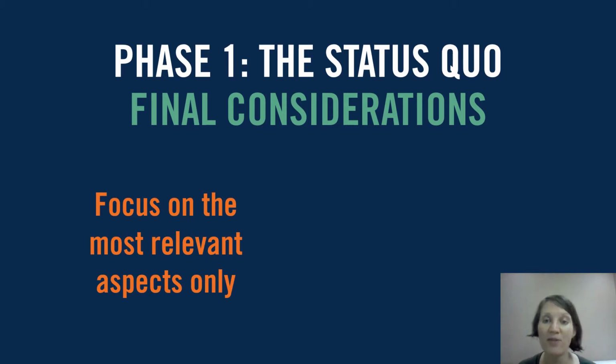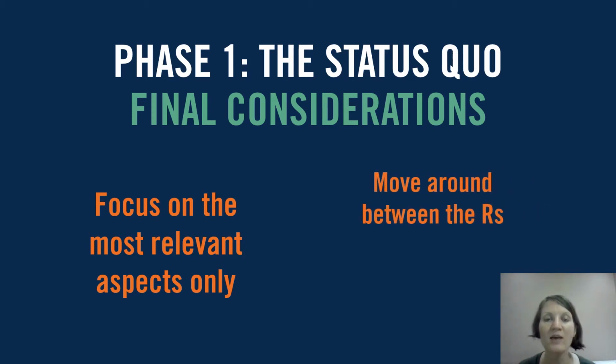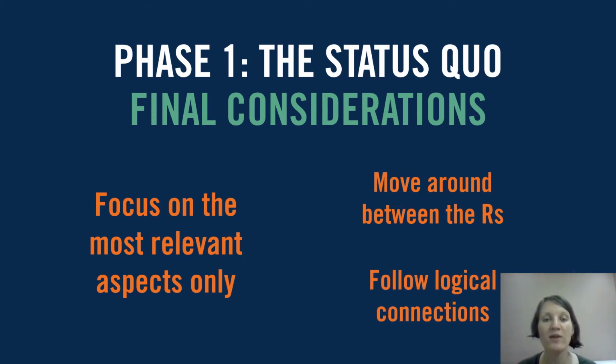You don't have to describe the R's in the order we did. Think about it as an iterative process. Move from one category to the next and make adjustments in categories that you already worked on until you arrive at the version that you like. When doing the status quo visualization, make sure that there is a logical, clear connection between the resources, rules, roles, and relationships and the results.